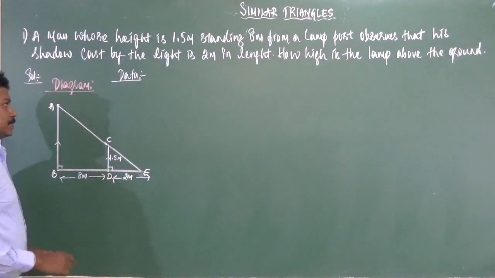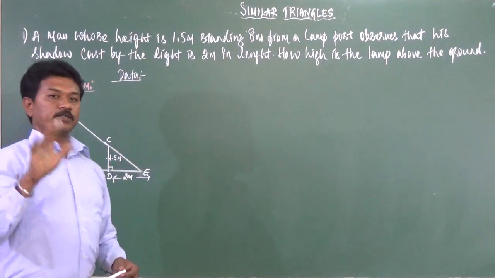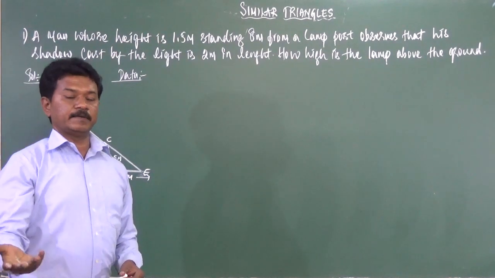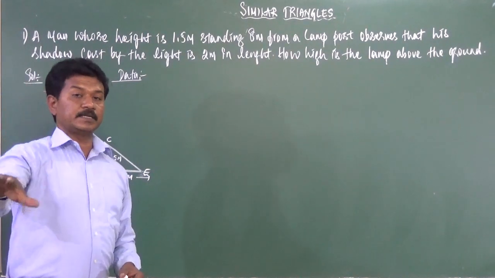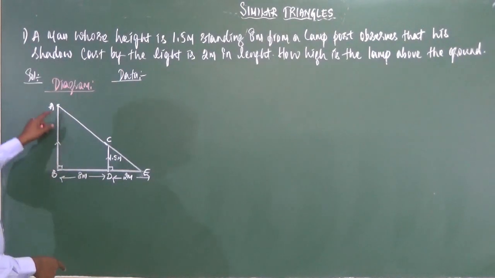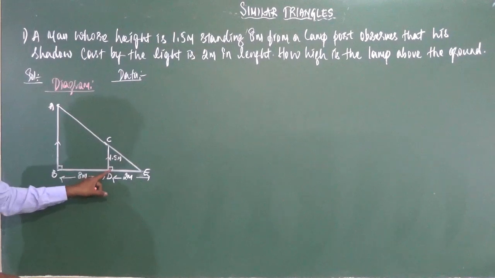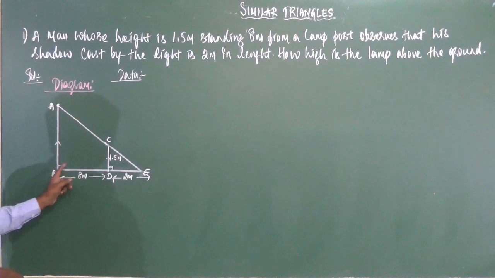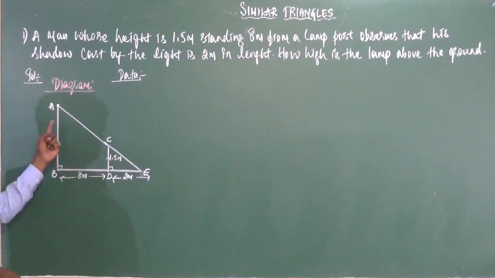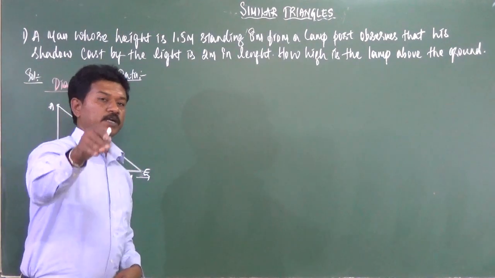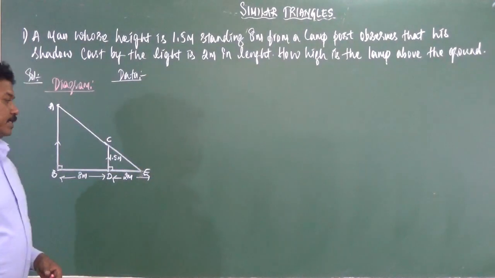Here, as the diagram is not given in the question paper, you yourself have drawn the diagram and named it. For the lamppost you have named it AB, for the man CD, his shadow is DE, and BD is the distance between the man and the lamppost. All these things you have done. Therefore the description of your own diagram, you have to write it in the data, right?